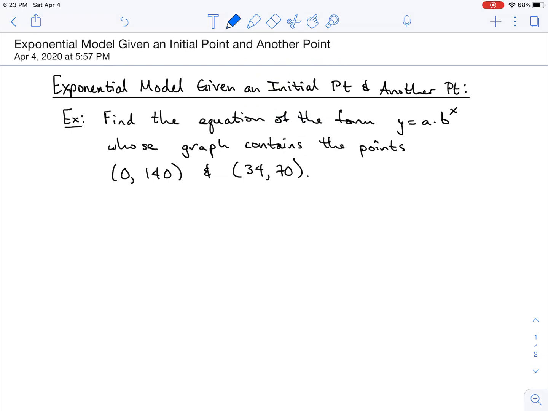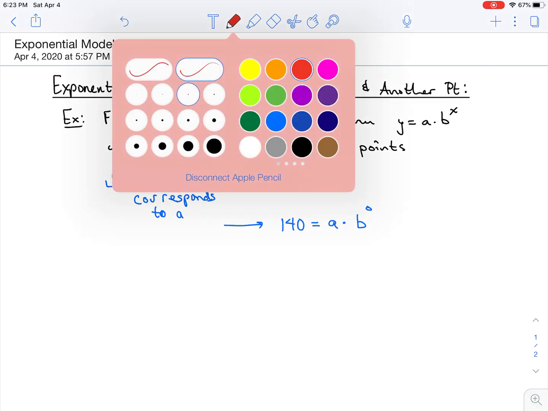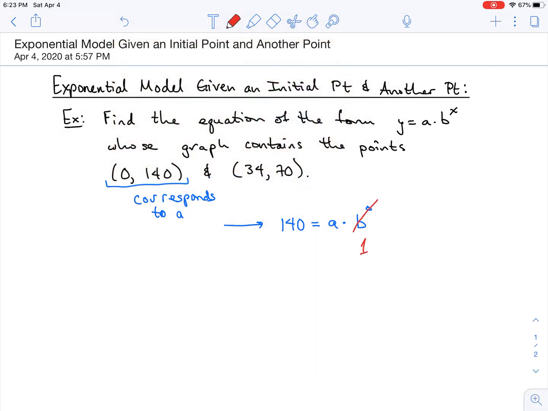All right, the thing to realize is that this point here will correspond to the a. In the following way, you can plug in the y value 140 equals a times b to the x, and the x value of 0. And now b to the 0 is 1. And so this is a times 1, which is just a. And so a equals 140, and y will be 140 times b to the x.